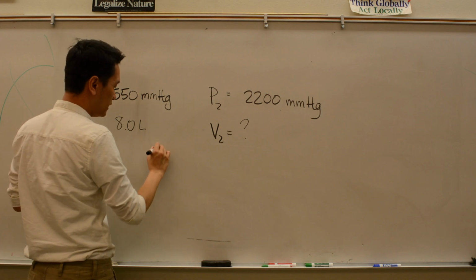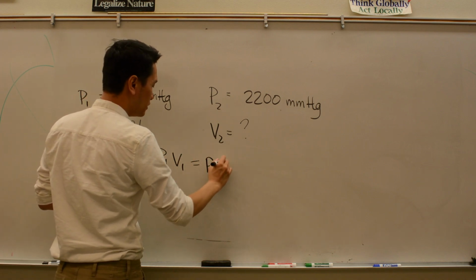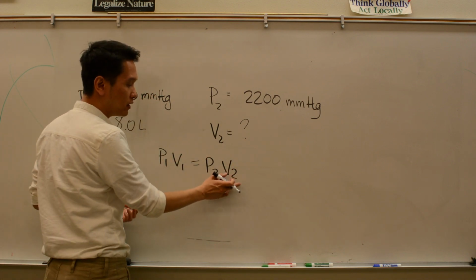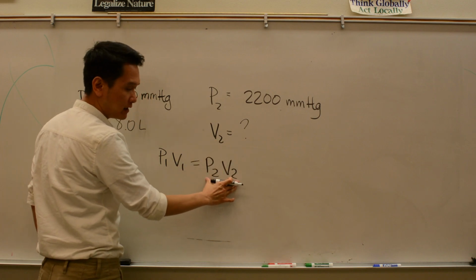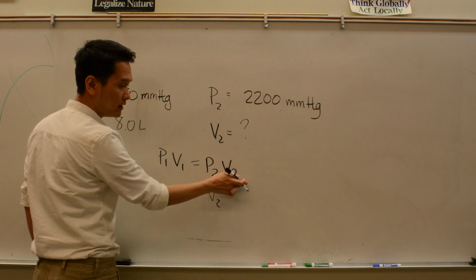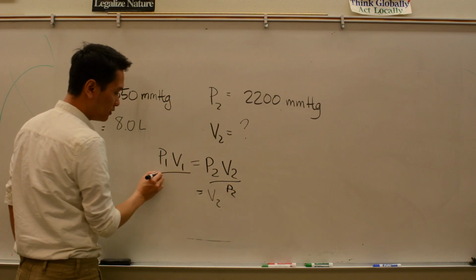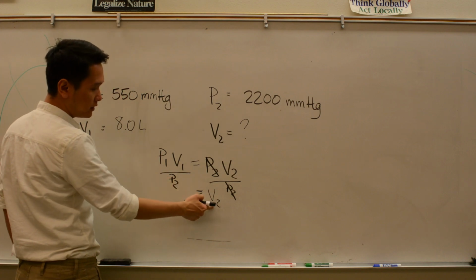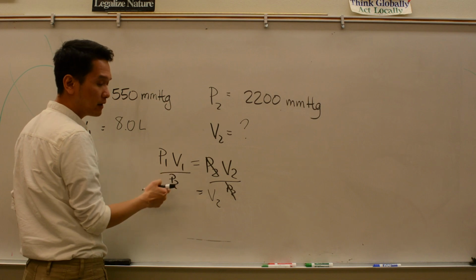Our equation states that P1 times V1 is equal to P2 times V2. We then rearrange this equation in order to solve for what we need, in this case V2. How do you isolate V2 to be on one side only? We have to divide both sides by P2, right? So P2 goes away. V2 then is equal to P1 times V1 divided by P2.